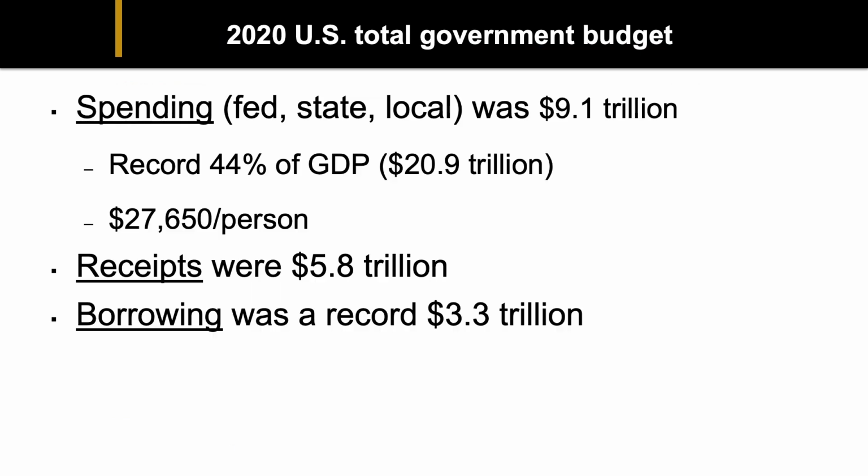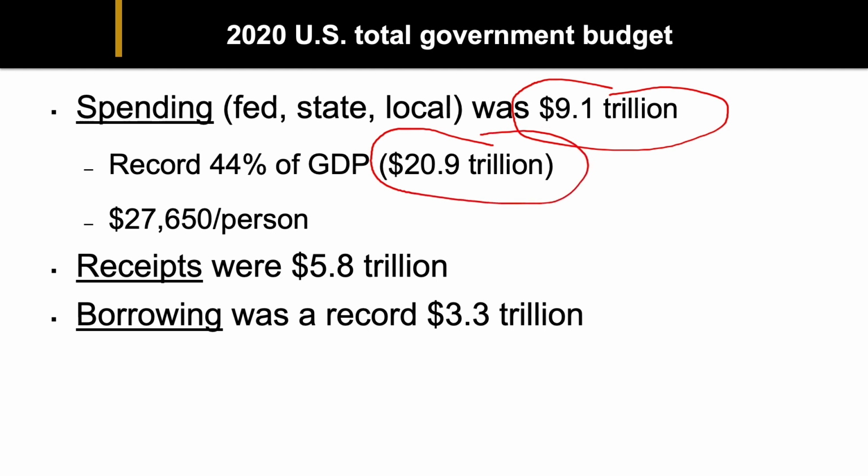And part of the snapshot, let's look at 2020. That's beyond that 2019 snapshot. In 2020, during the pandemic year, total government spending in the United States was about $9.1 trillion. Far higher spending than any other year in the past. We have an economy that's $21 trillion. So $9 trillion in spending out of a $21 trillion economy is really high. Spending is 44% of GDP.